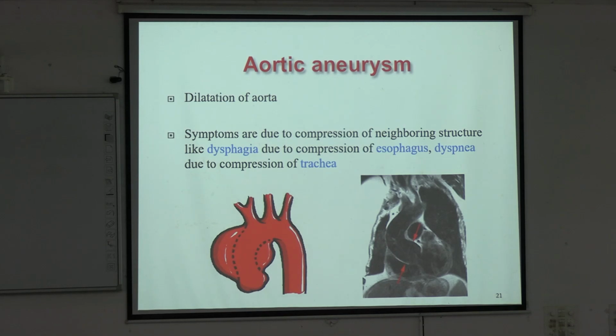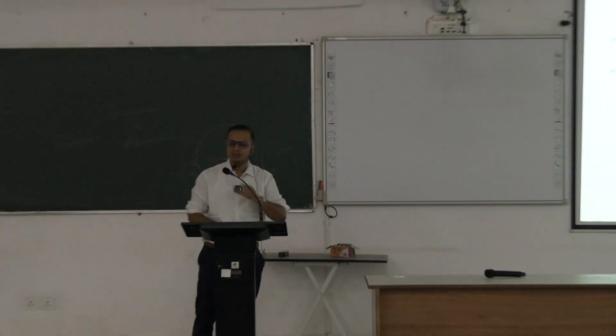We call them aortic aneurysms. So, we call this dysphagia, or compression of the esophagus, because of the aortic aneurysm. So, this is a little bit about aneurysm. Do not worry or bother about the disease itself, because we do not ask about this.